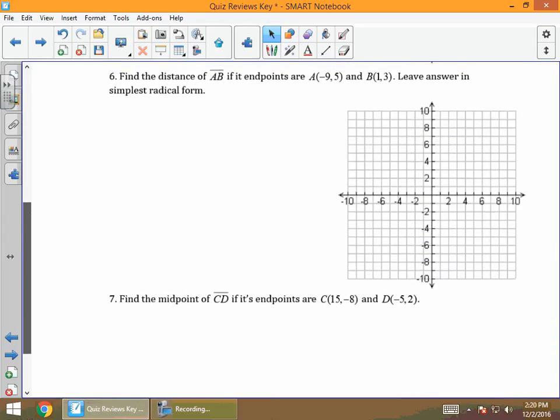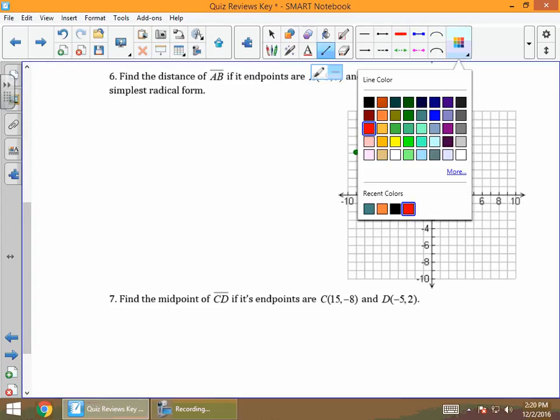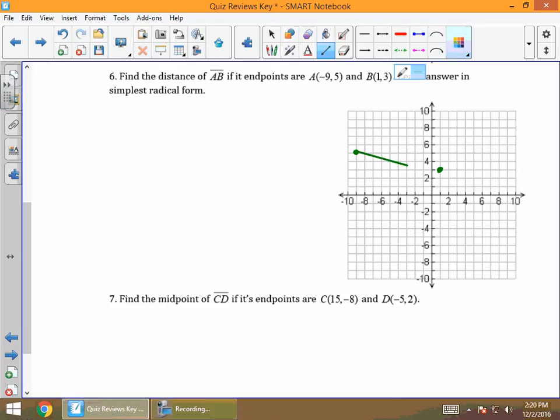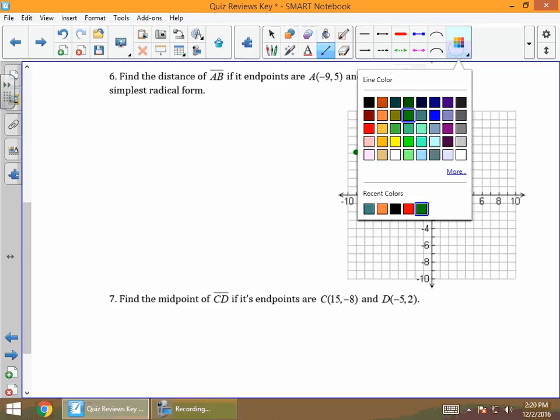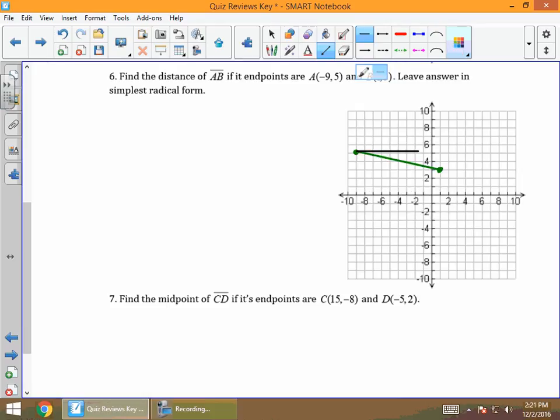Number 6, 2 more points. Negative 9, 5, so left 9 up 5. 1, 3, over 1 up 3. And I want to find that distance. My triangle looks something like this. Now the height is 2. The width is going from -9 all the way over to +1. That's a width of 10.